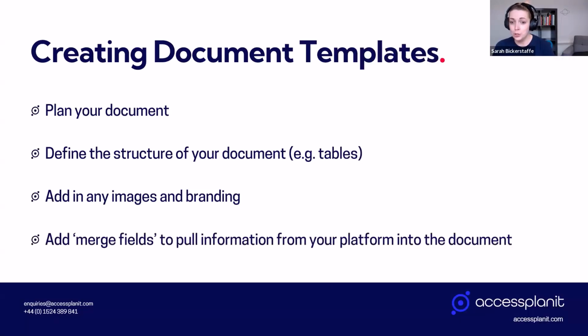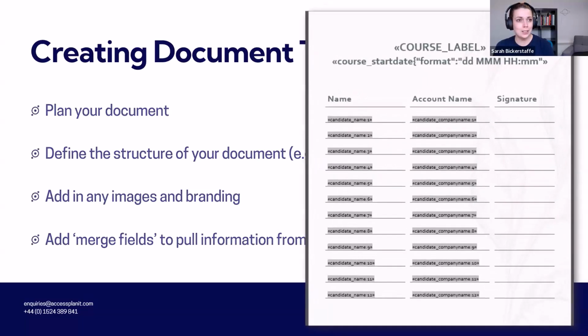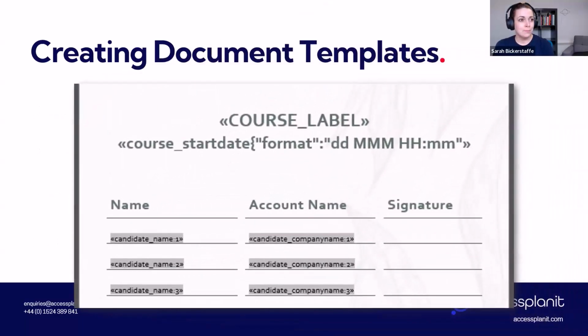Then your merge fields, what information specifically do we want to add in there? So the course label, the certificate expiry, etc. So now we've added some merge fields. So I'll just do a little zoom in. Here you can see we've got the course label nice and clear at the top.